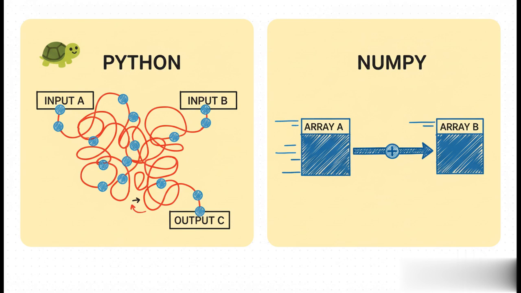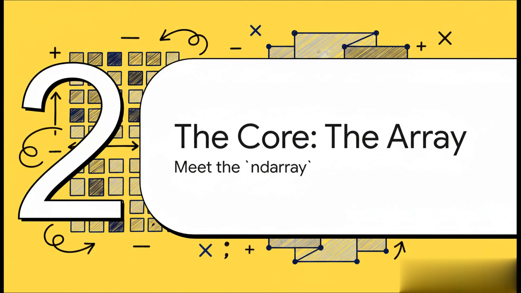Now, look to the right. That's NumPy, just A plus B. It's not just that it looks cleaner, it's wildly faster. So how is that possible? How does NumPy pull off this magic trick?